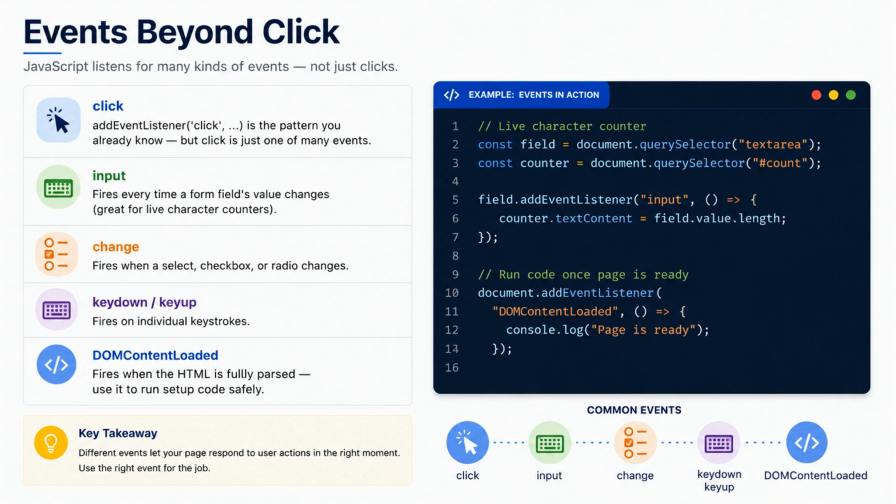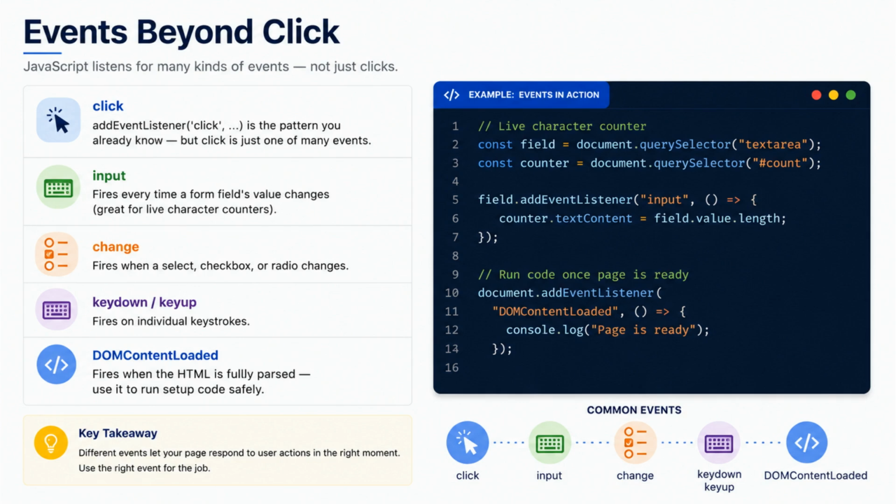input fires every time a text field, textarea, or select's value changes. Useful for anything that needs to react as the user types rather than waiting for submit, like a live character counter. change fires when a checkbox, radio, or select changes state, after the interaction completes rather than on every keystroke. keydown and keyup fire on individual key presses.